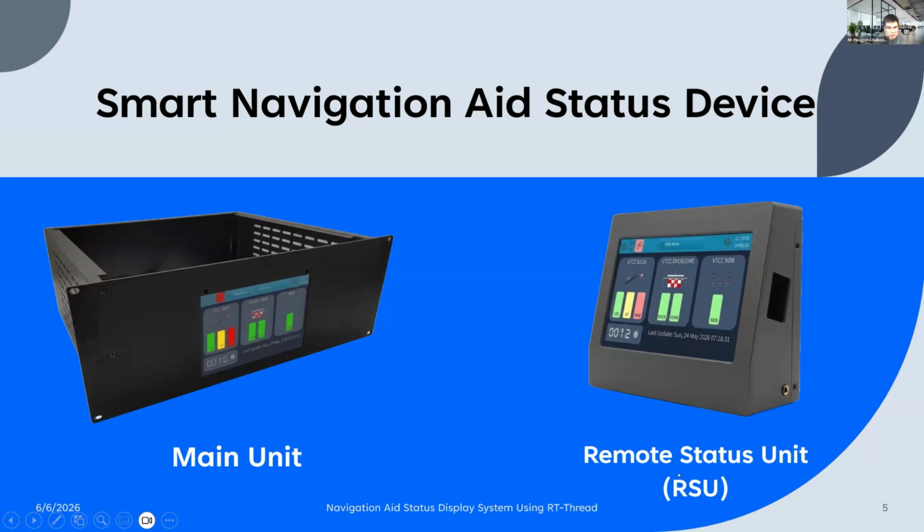The air traffic controller will look at the remote status unit to see whether the status of the navigation equipment is alarm or normal, which is used to control the aircraft. This architecture enables centralized monitoring while still supporting remote control operation display.